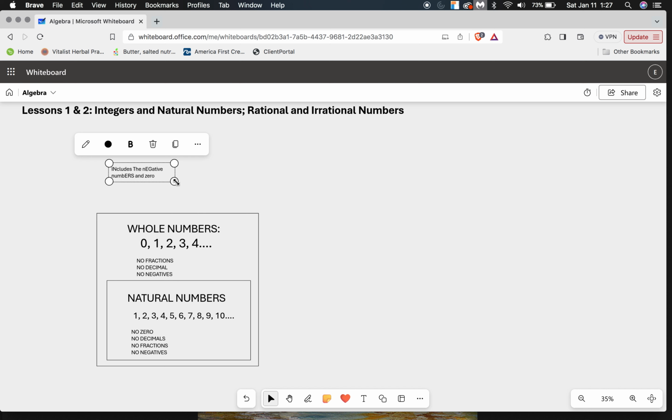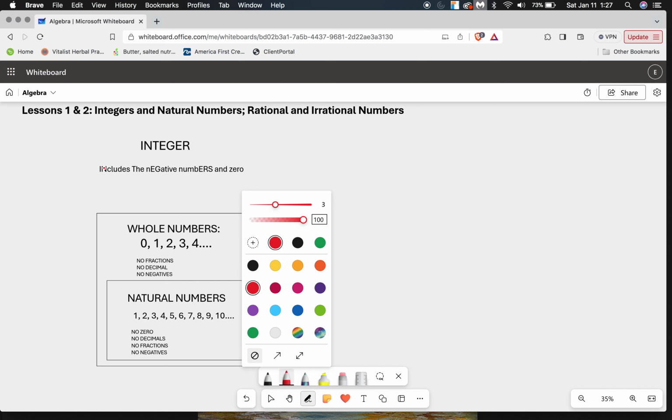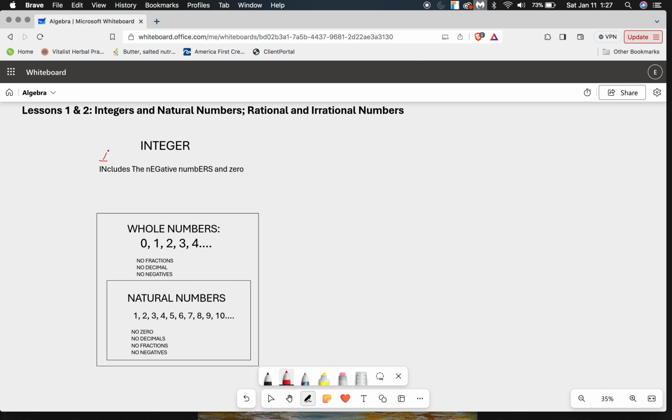All right, so I tried to capitalize the letters that were super important in this. In their little phrase, you can see that includes goes to the IN in integer. The gives us the T. Negative numbers gives us the E and G, and then the last bit of ERS gives us the ER. Right there. So includes the negative numbers and 0.